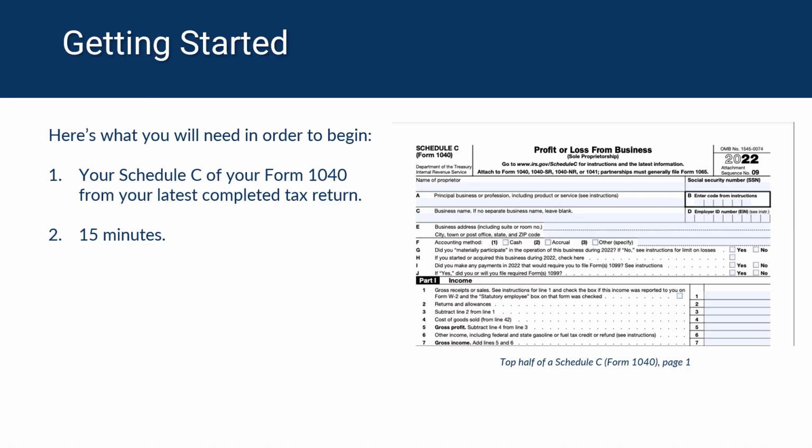There are only two things you need in order to begin: your Schedule C of your Form 1040 from your latest completed tax return, and about 15 minutes of your time. What is the 1040 Schedule C? Let's take a look here at the image on the right to see what the Form 1040 Schedule C looks like. Once you have that, you're ready to continue.